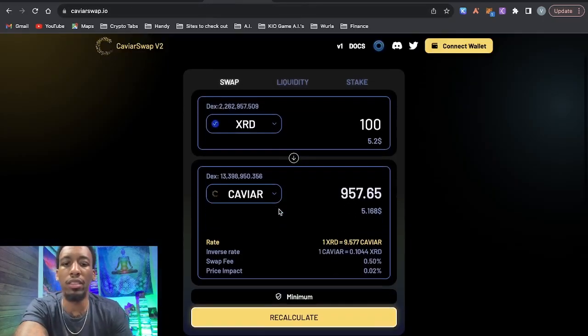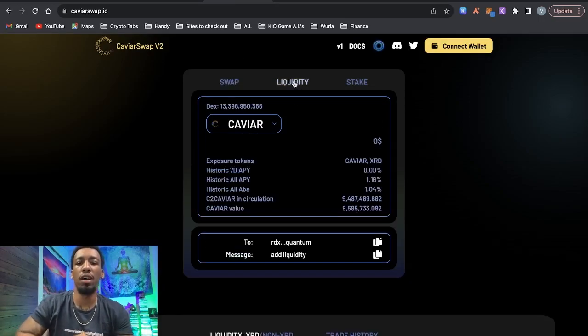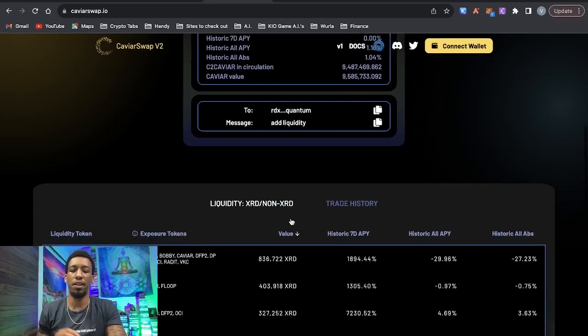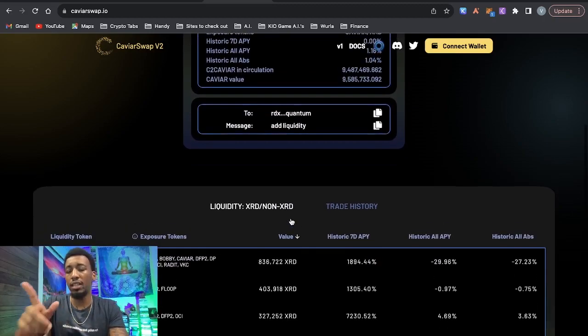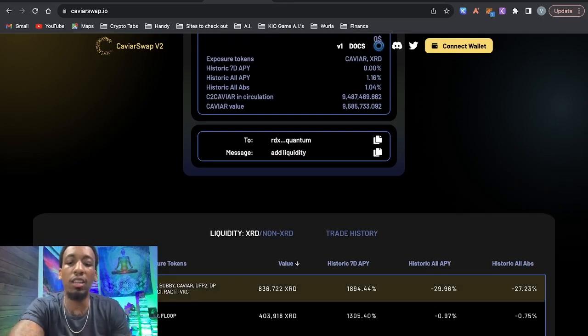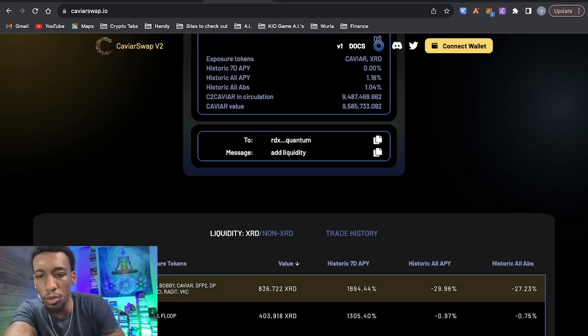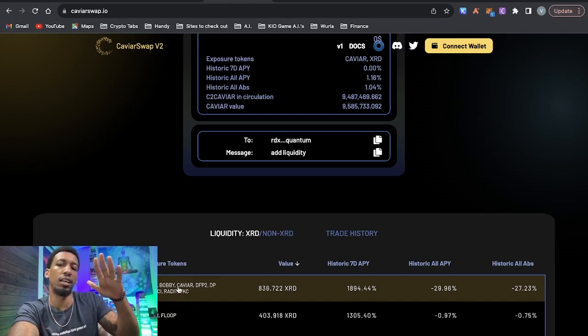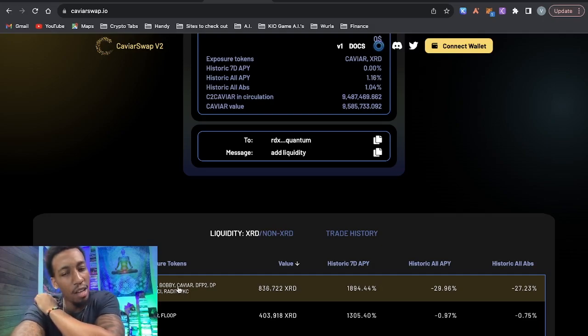So the cool thing about this project is that when you go to provide liquidity, normally you have to pair it with one other asset. But they allow you to pair one asset with multiple assets. So like in this pool, you can do Radix with Floop, Aussie, Radit, VKC. So that way you kind of hedge off your risk and you can decrease your impermanent loss depending on how the pool is doing.